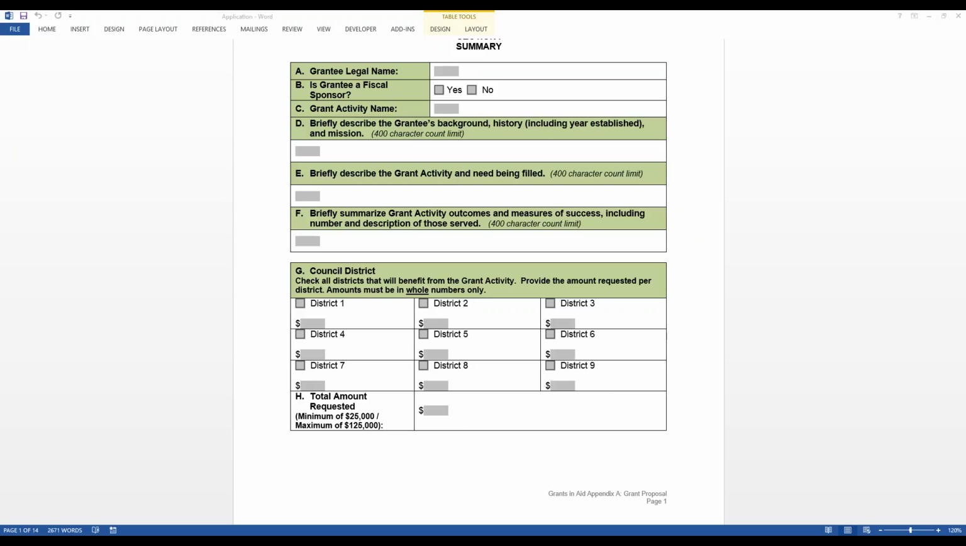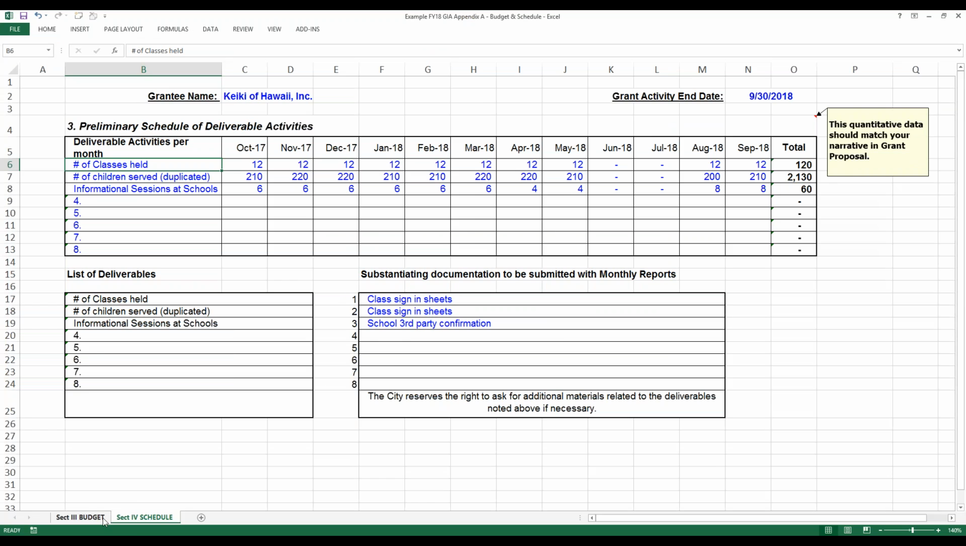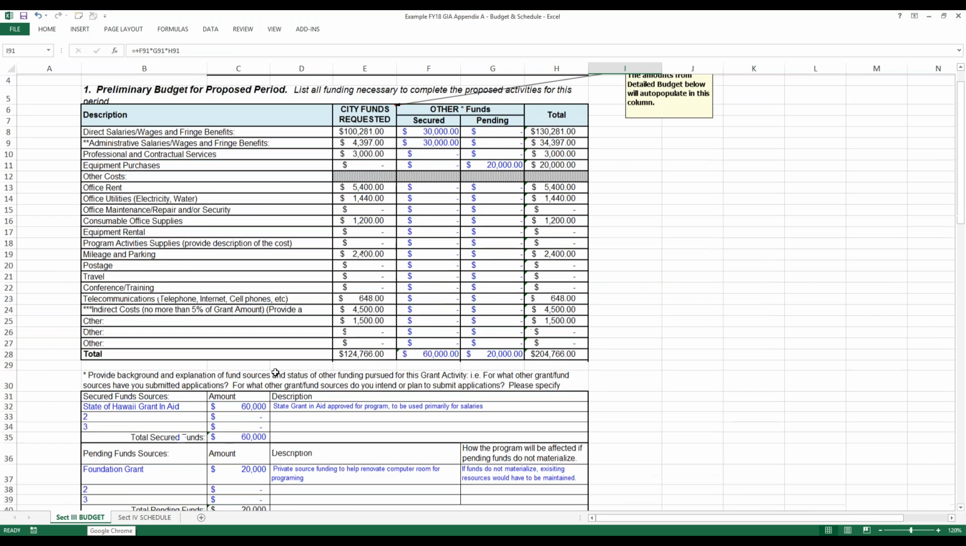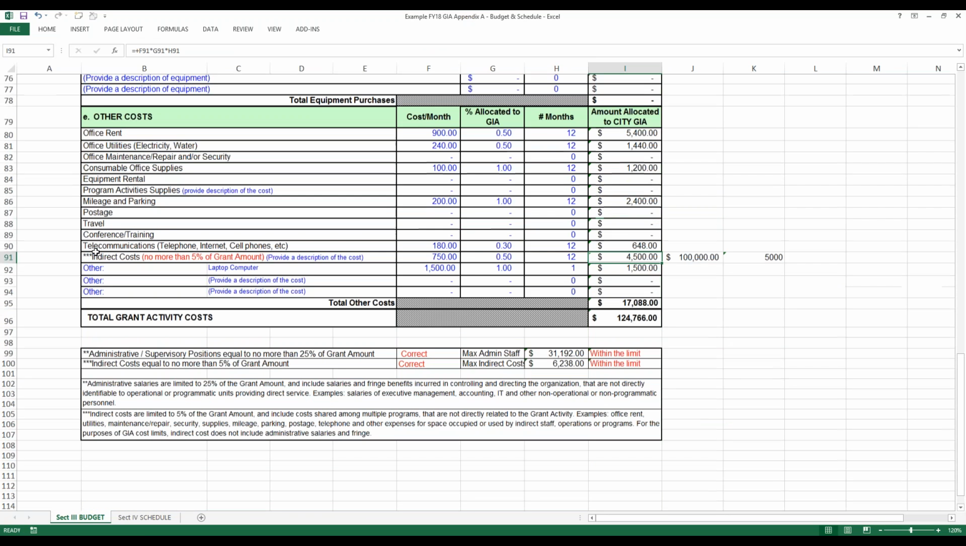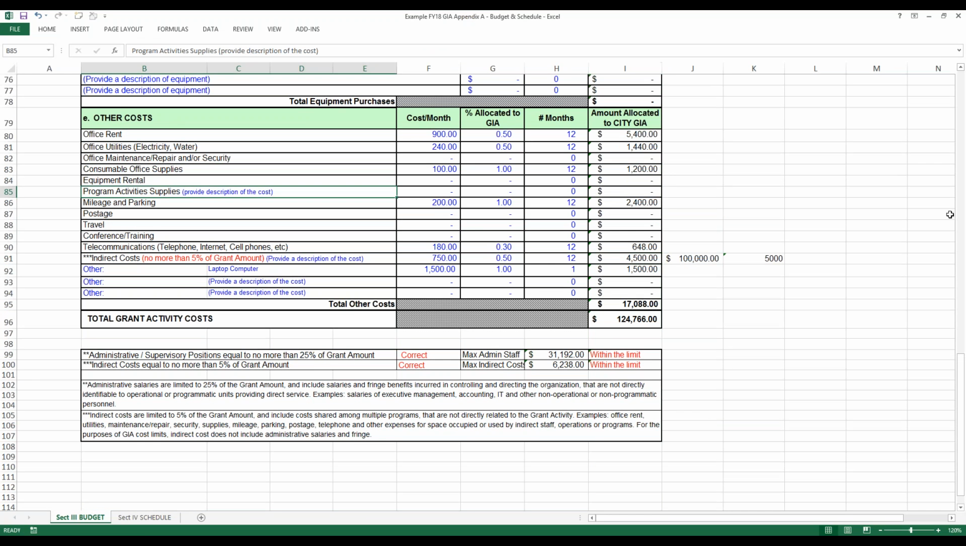To describe program activity supplies, do we add lines right there or provide an additional tab in our workbook? Okay, so I'm going to open the budget here, and the question is asking about this particular budget line item, program activity supplies. Let me highlight it.